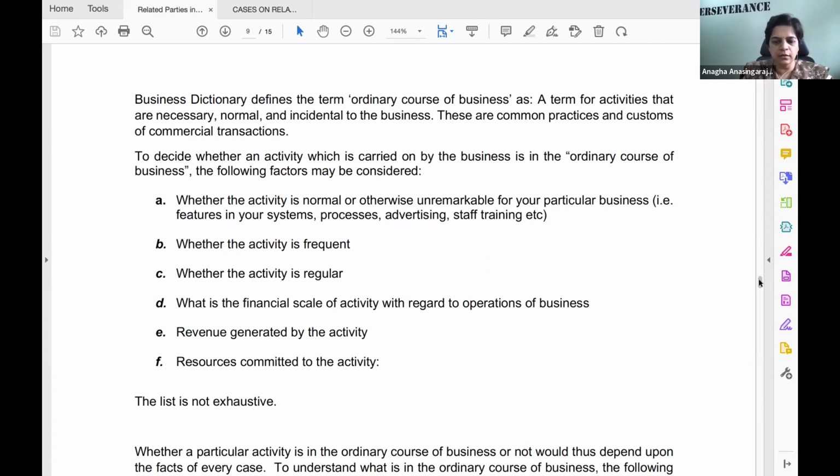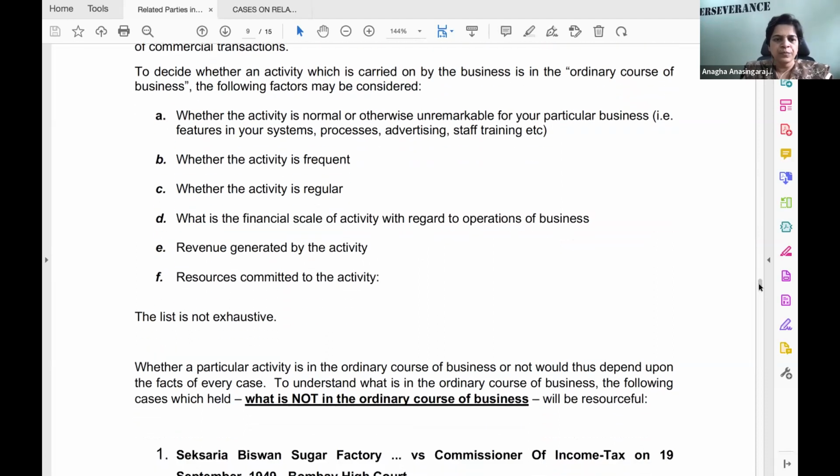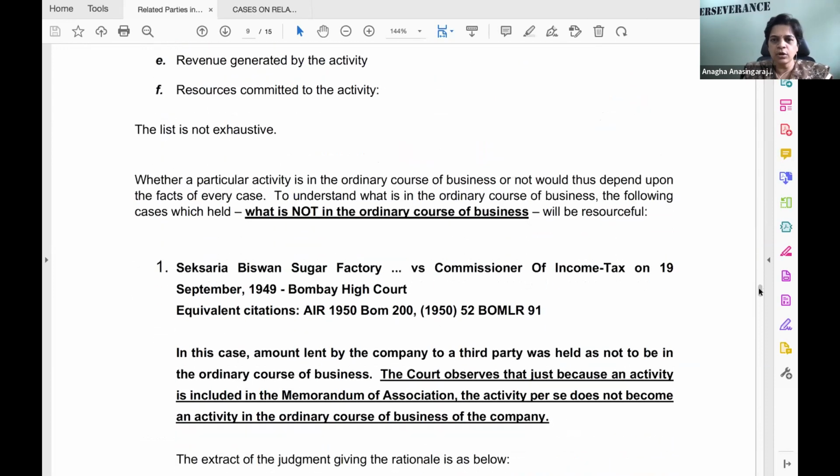Maybe answering these questions will give a fair idea about whether the transaction is a one-off transaction or is in the ordinary course of business. Of course, this list is not exhaustive, but these are the general guidelines which may be used. Whether a particular activity is in the ordinary course of business or not would depend on the facts of each case. Rather than trying to understand what is the ordinary course of business, if we try to understand what is not in the ordinary course of business, that may also be helpful.